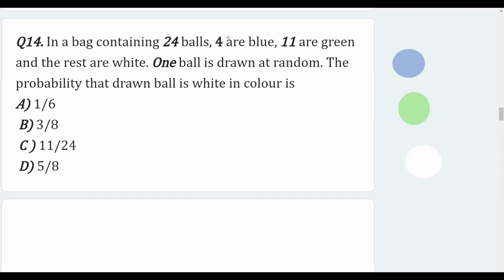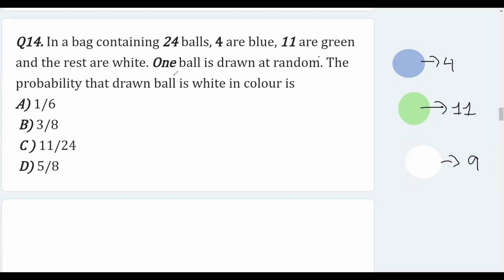So what you can figure out is the number of total balls. Let's first find out blue balls. So the blue balls are 4 in number. The greens are 11 in number. And white is what? That will be total, 24, minus 4 plus 11. That is 24 minus 15. Am I right? Yeah. 24 minus 15, which is 9. So there are 9 white balls.